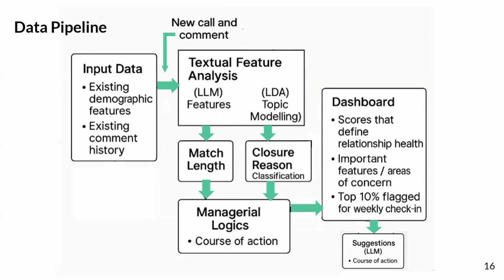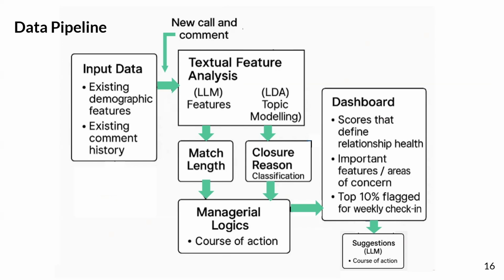We start with the input data, which includes the demographic details already available and the historical comment records collected during past interactions. This means Big Brothers Big Sisters doesn't need to overhaul its current data infrastructure. We simply plug into what's already there. As soon as a new call or comment is logged, it flows directly into a textual feature analysis module. Here we apply LLM-based features for nuanced language understanding and LDA topic modeling to surface themes and discussion points. These techniques allow us to extract rich contextual insights from every comment.